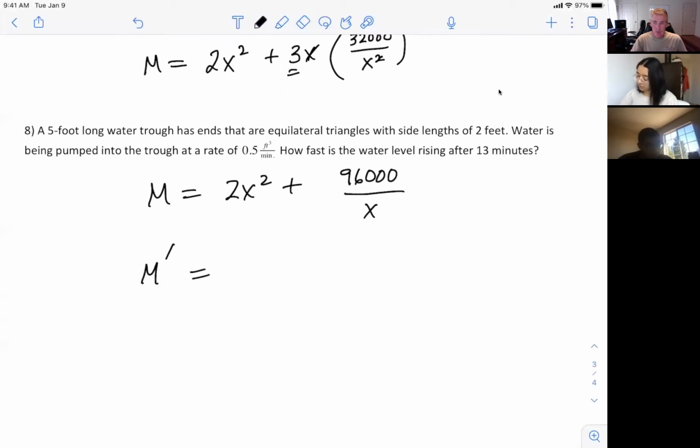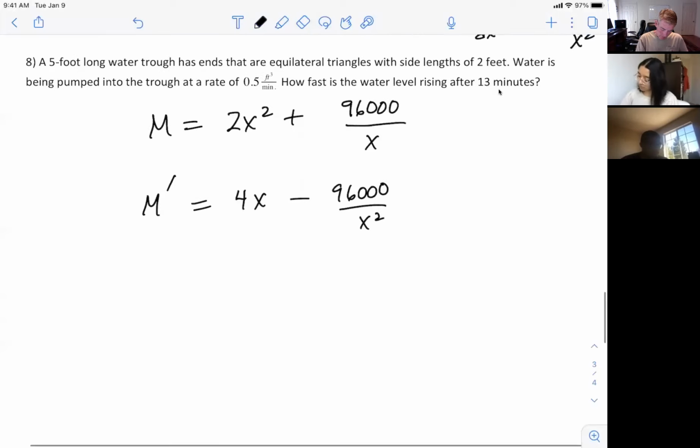And then take the derivative. So the first one, the derivative is just going to be 4x. And the next one, I basically just look at it as if it was 1 over x. And the derivative of 1 over x is negative 1 over x squared. And the 96,000 could just stay there. So it's going to be minus 96,000 over x squared. And then where does the derivative equal 0?